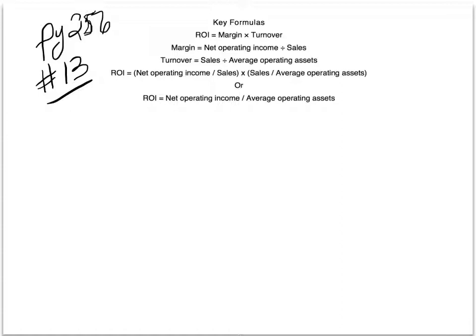So what this is telling you is it's already done the average operating assets for you. So if we just go by the formula, we first need to figure out what the margin is, because you see that the basic formula is ROI equals margin times turnover. So margin equals net operating income divided by sales.